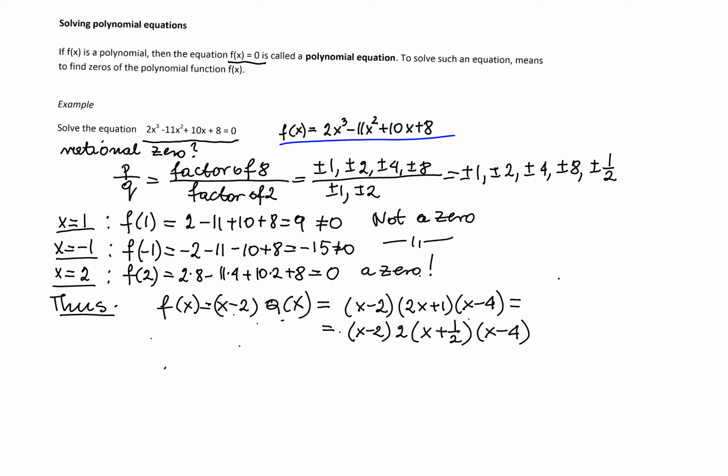Therefore, the zeros of f of x, and therefore solutions of the equation, are 2, negative 1/2, and 4. These are also solutions of f of x equals 0.